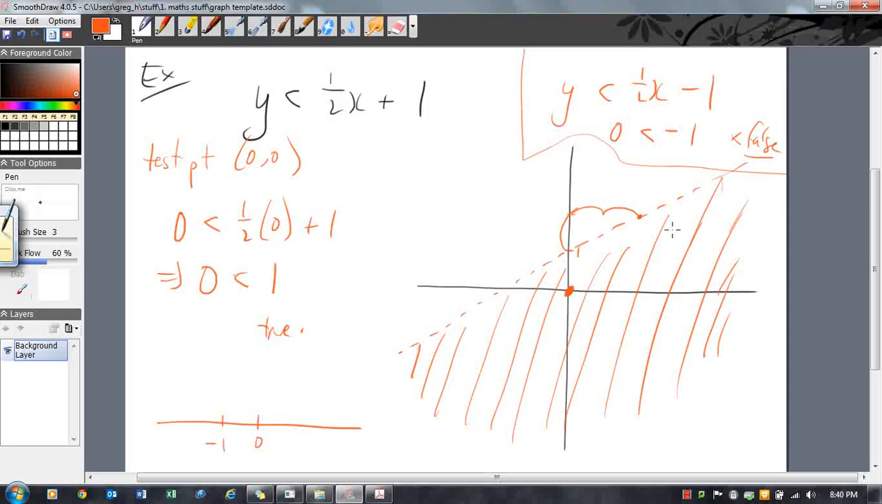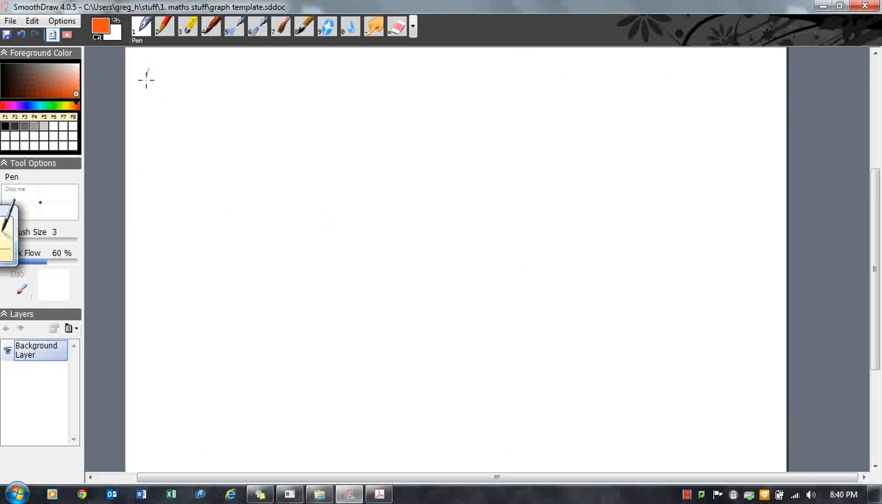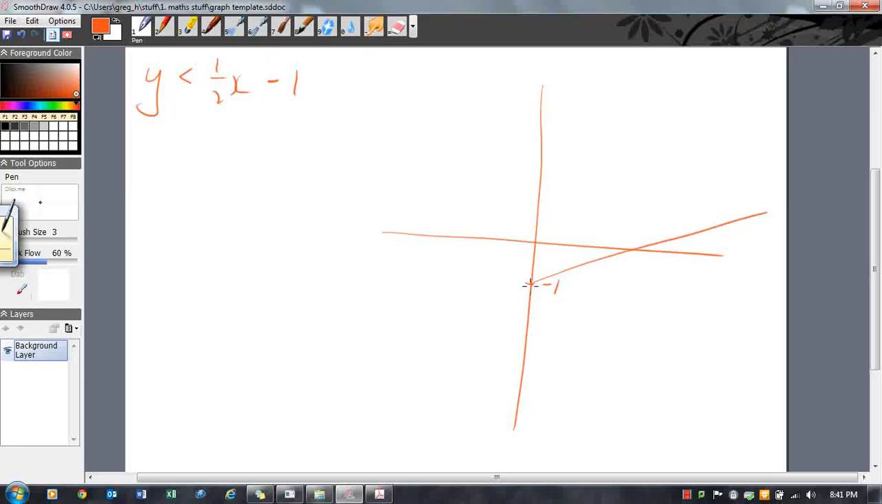And so I'll just do it quickly. Y is less than half x minus 1. So what will it look like? It crosses at negative 1 down here, and half x, so it sort of goes up like that. Let's make it equal to, because I've just done a solid line.